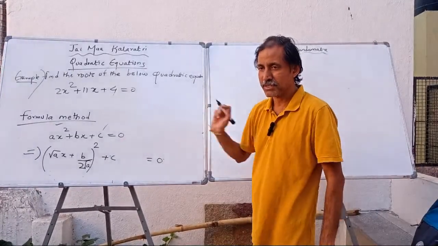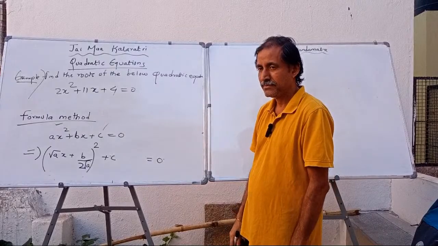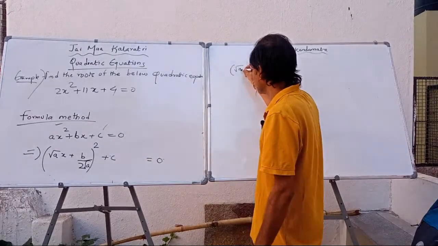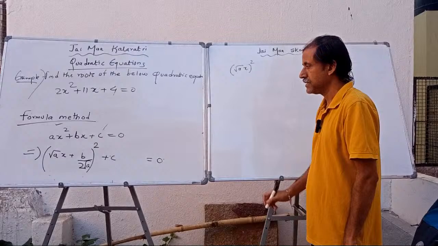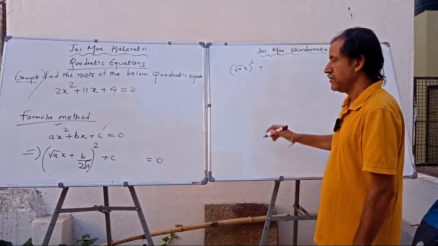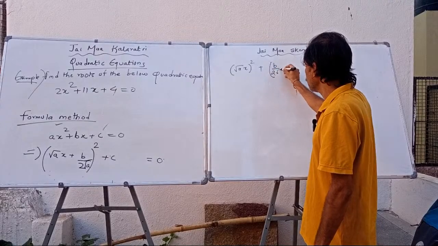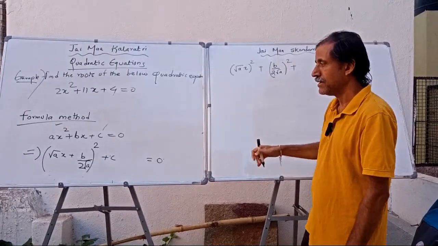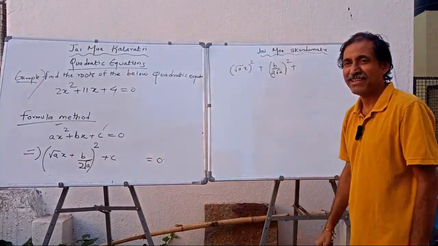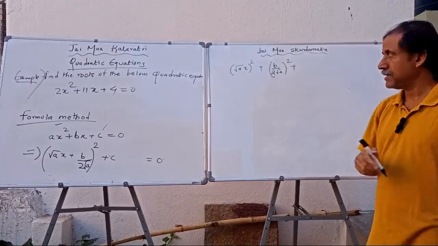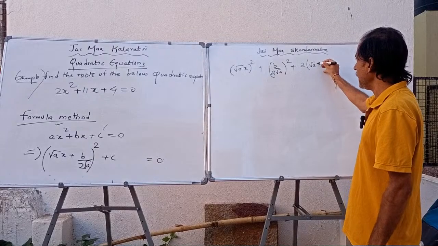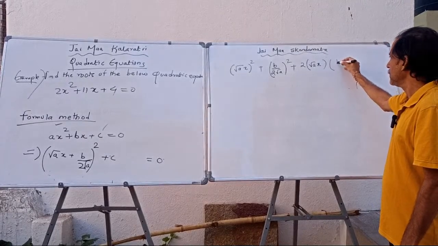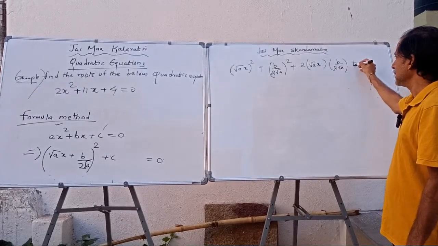Let's expand. Can you tell me the expansion of this? Tell me the step. Square root of ax the whole square plus b by 2 root a whole square plus c. Remember the formula, a plus b the whole square: 2 into root ax, first term, this one, into the second term, plus c. Is this clear?